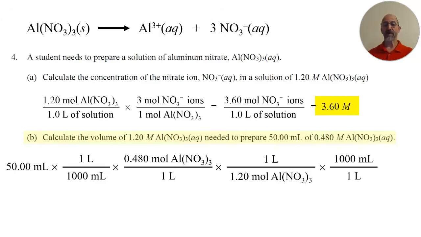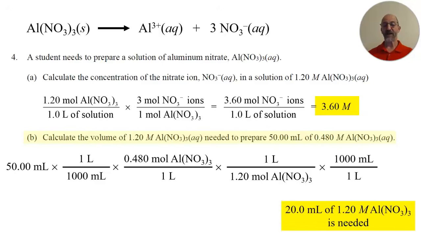So let me go ahead and summarize. I went from 50 milliliters to liters. Then I used the 0.480 moles per liter as a conversion factor. Then I used the other solution of higher concentration. I went from moles to liters, and then finally back to milliliters. Now I'm going to give you another way of solving this problem, but this is the correct answer to the question if I start with 50 divided by 1,000 times 0.480 divided by 1.20 and then times 1,000. This is what I get on my calculator.